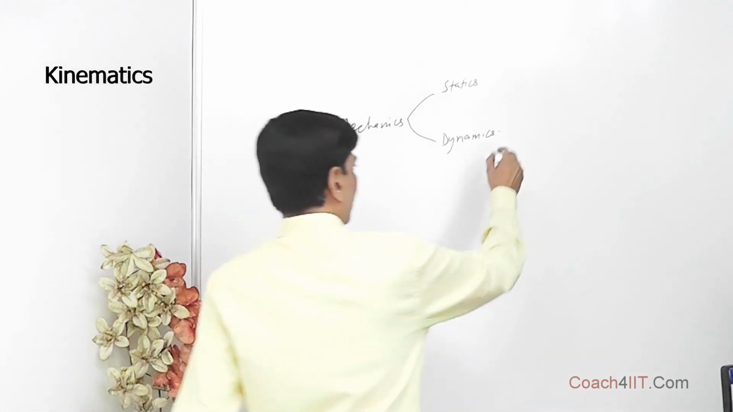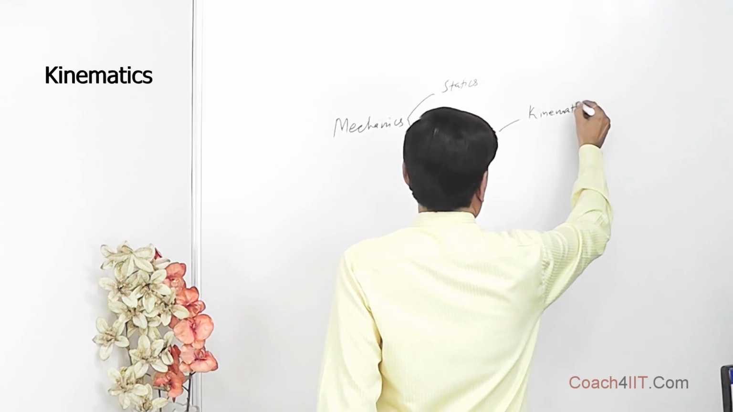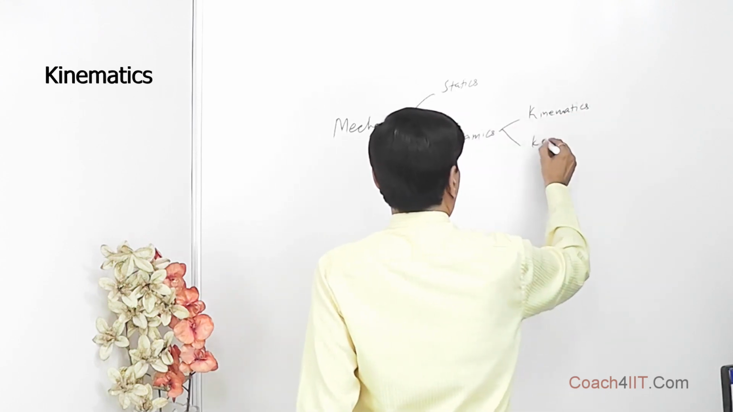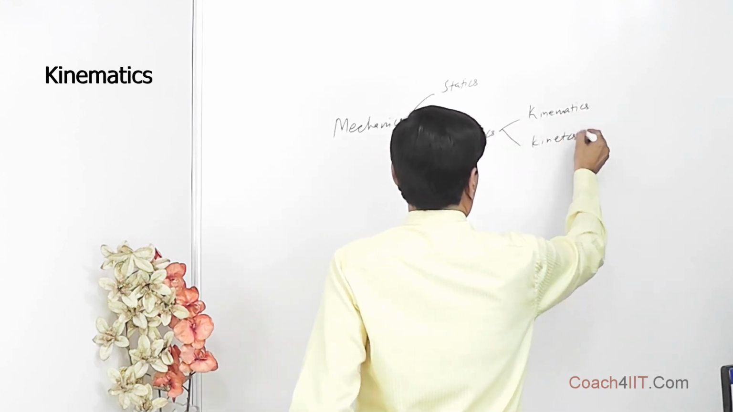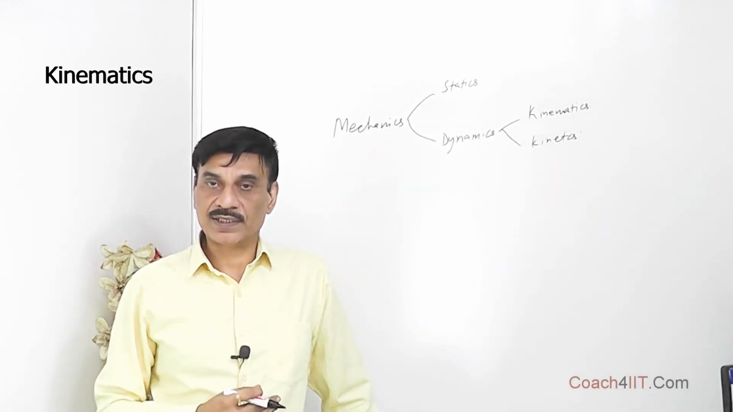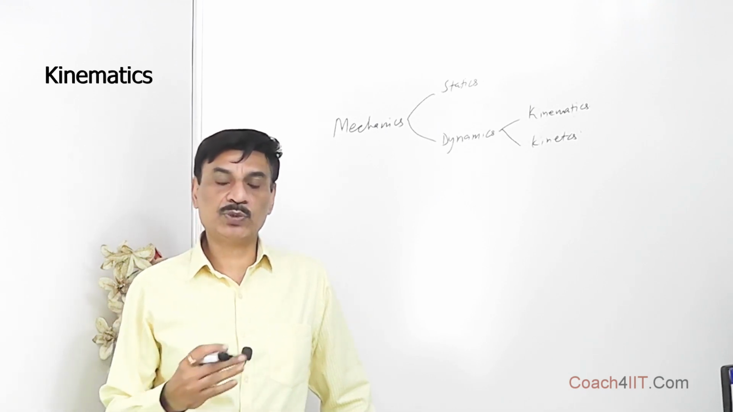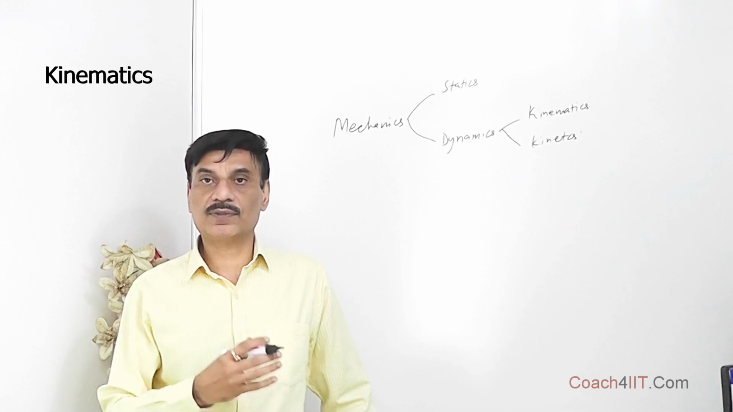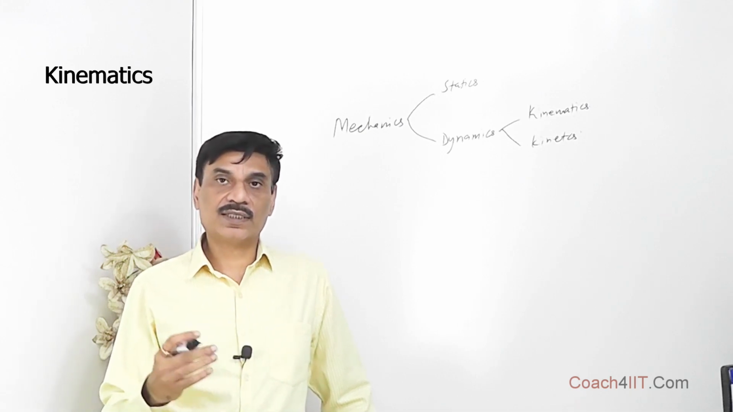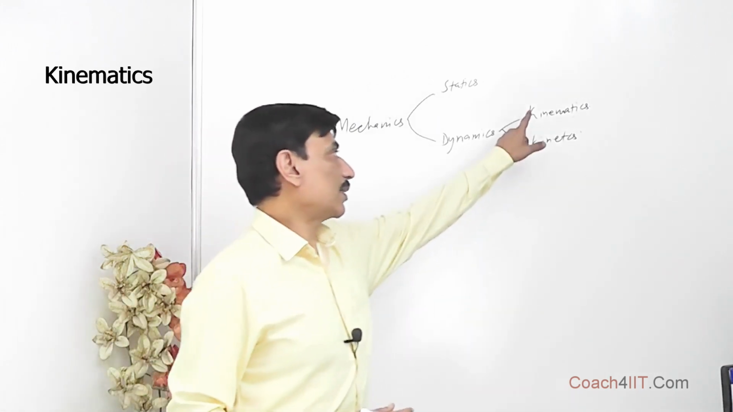In dynamics we have kinematics and kinetics. In kinematics we study motion, how the motion is taking place. All the equations of kinematics like V = U + AT, V² - U² = 2AS, S = UT + ½AT², distance, displacement, velocity, speed, etc., are all read under kinematics.